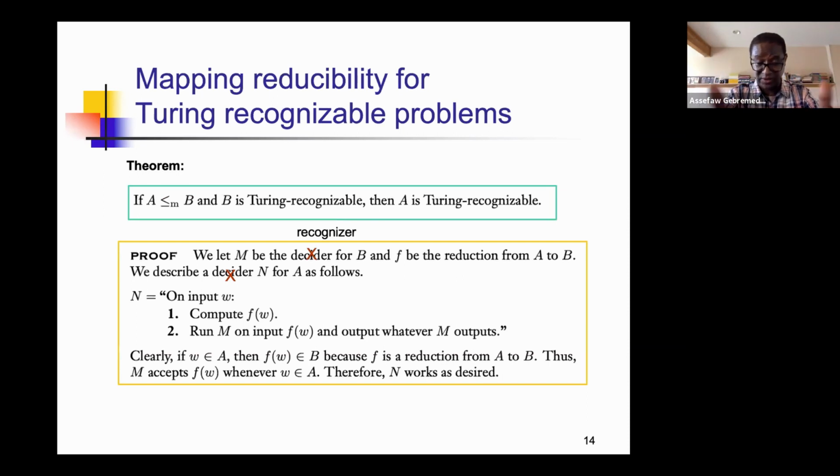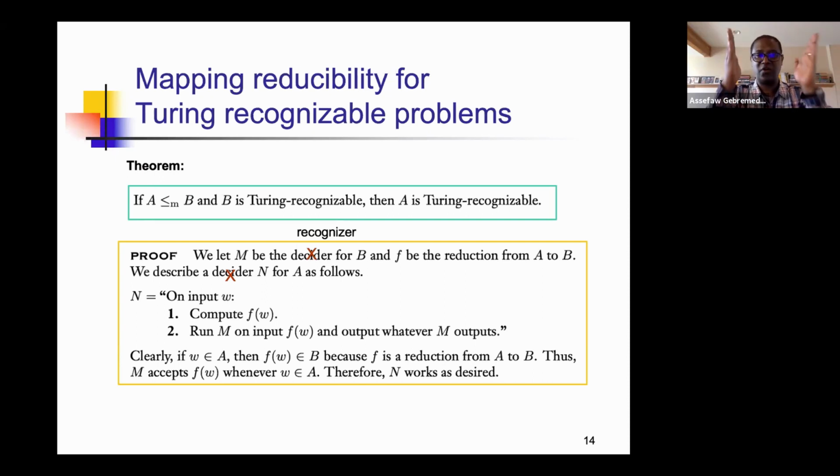So the real motivation why that mapping reducibility was sensitive to complementation will become clear now when we look at Turing recognizable and Turing co-recognizable, which you remember from last time. So let me begin by stating this theorem again.